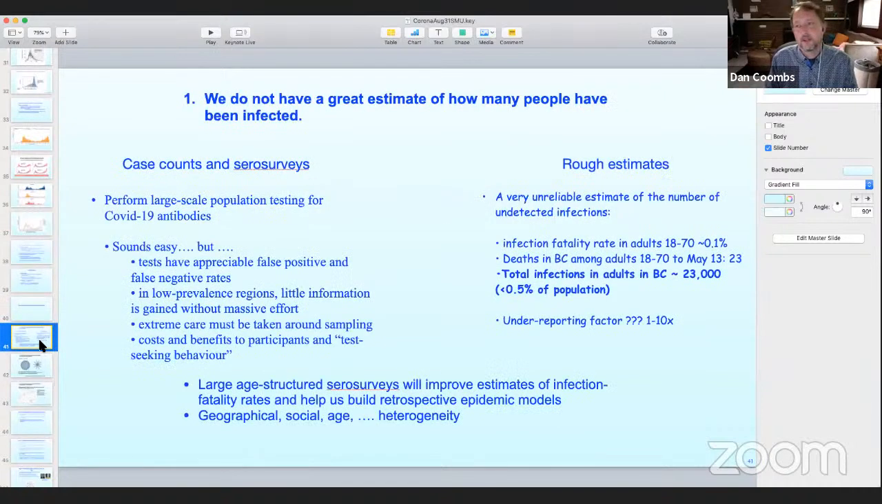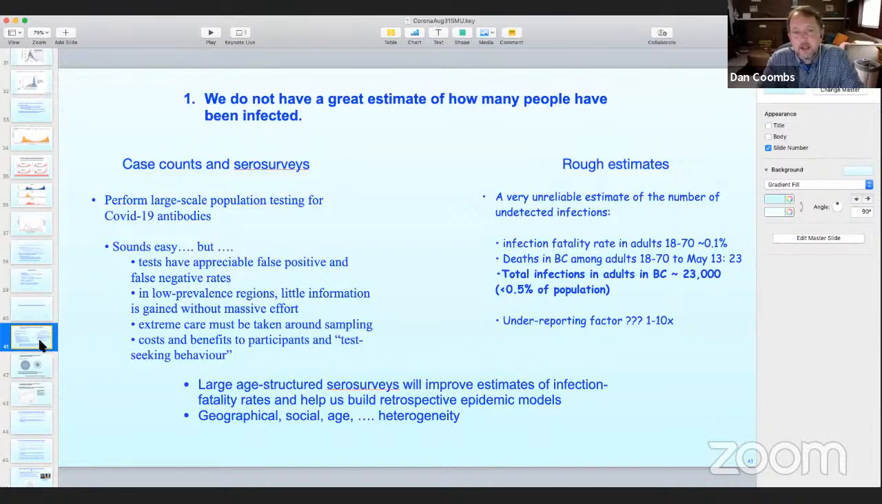I want to make 3 comments about herd immunity. The first comment is, we actually don't have a great estimate of how many people have been infected. So I've got 2 kinds of things to think about here. The natural thing you would imagine is to do case counts and serosurveys. I put that on the left, in Times New Roman because that's a very serious font. And this is what serious people would be doing. They'd be performing large-scale population testing.